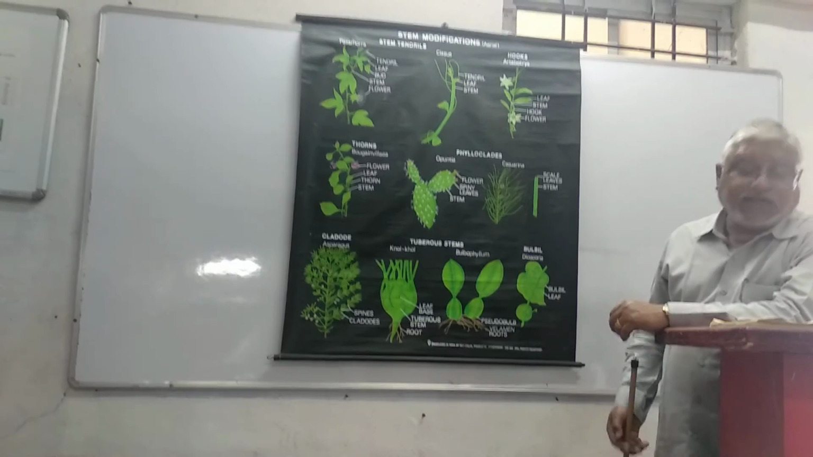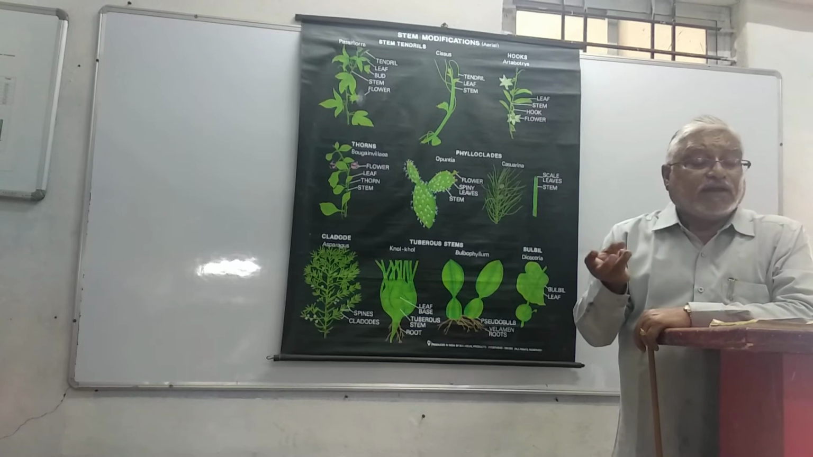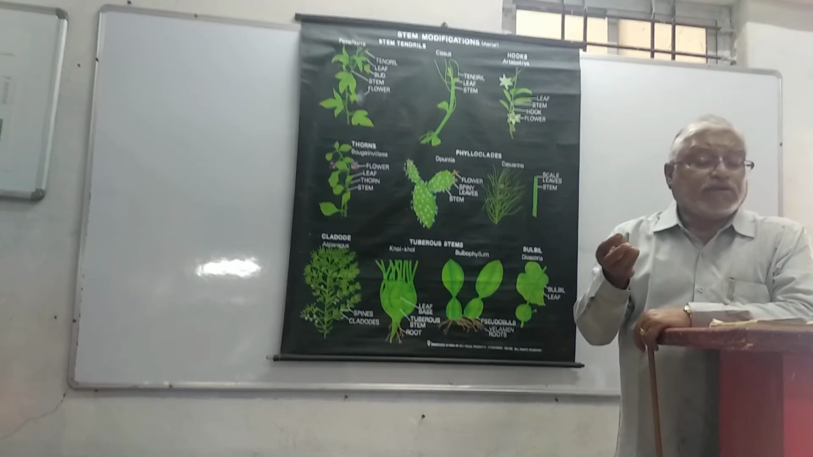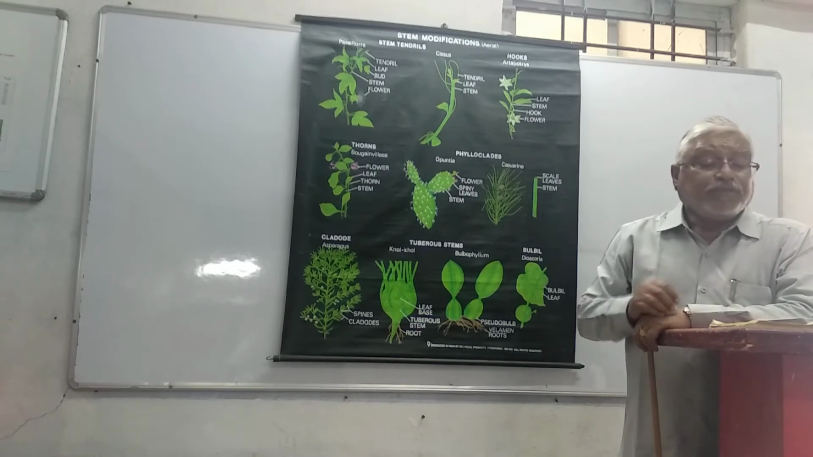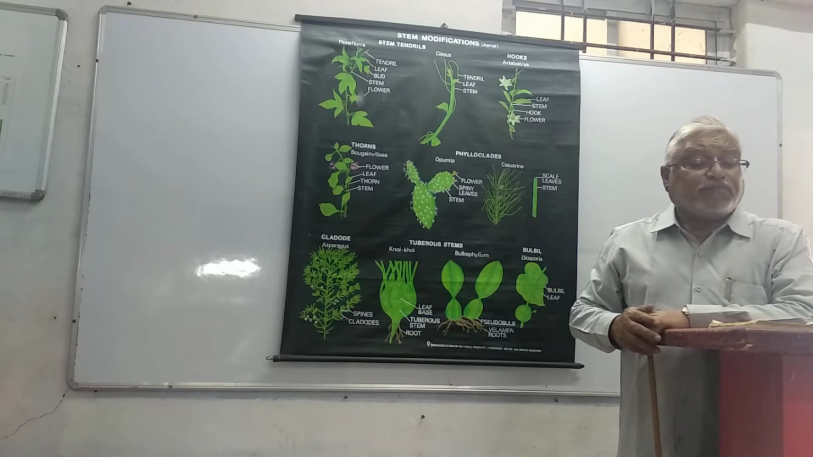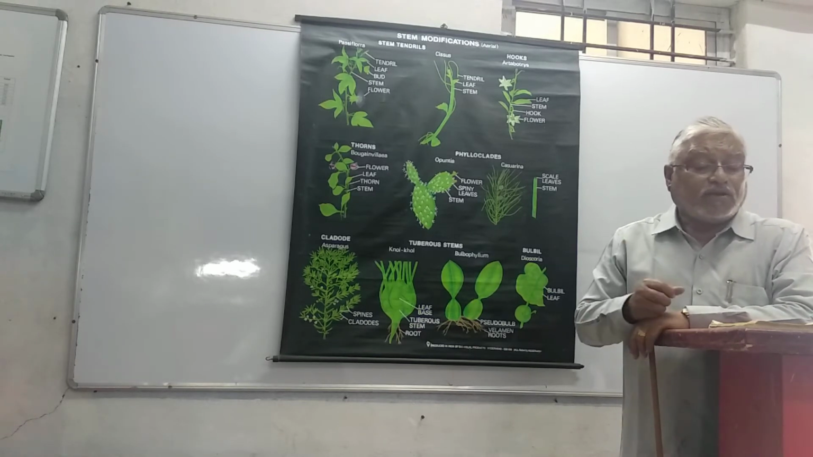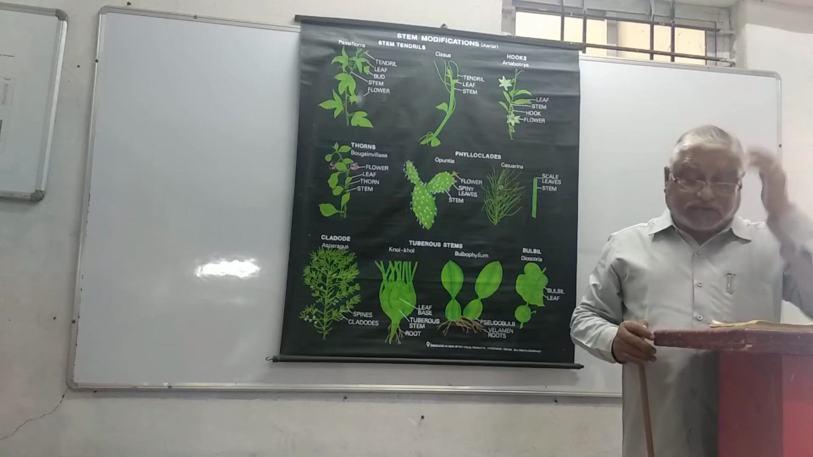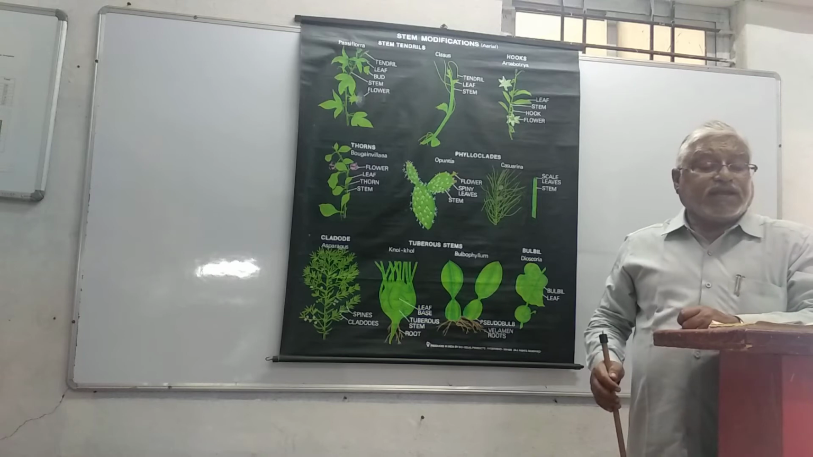So we have seen underground modification, in which there are rhizome, tuber, corm and bulb. There are 4 modifications. Examples you have seen are ginger, then potato, then saffron, or suran, known as colocasia, and bulb: onion and garlic.